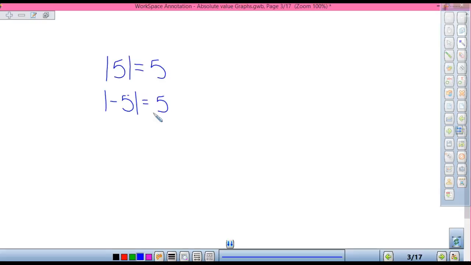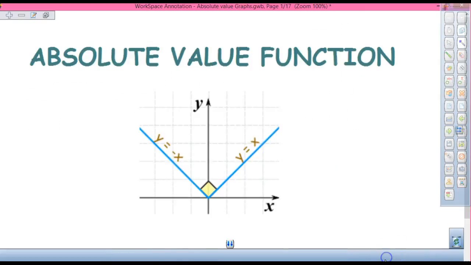Kind of, sort of? Okay, this is what my absolute value parent function is going to look like. It's going to look like a V like this. It's going to go from 0, 0, and both of my lines on both sides are going to go up 1 over 1. So from here, it goes up 1 over 1, up 1 over 1, and on this side it goes up 1 over 1, up 1 over 1. Make sense? So far, so good? Pretty much flip over.